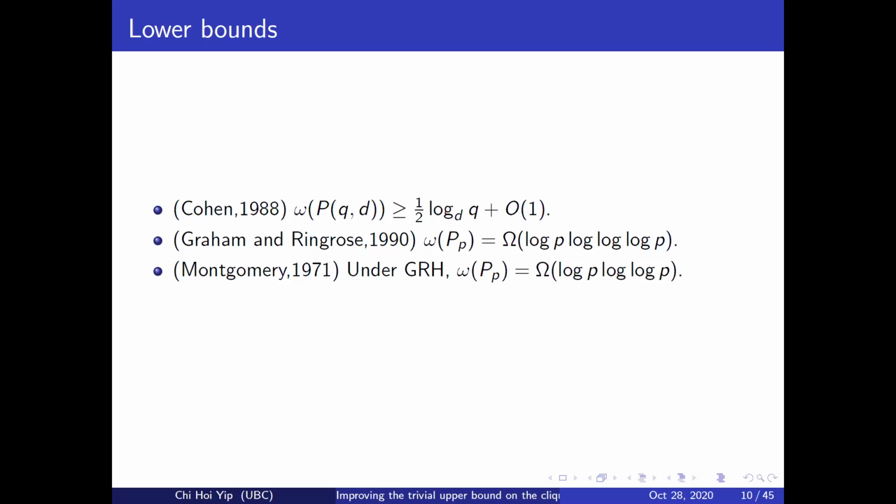Furthermore, if we assume that the generalized Riemann hypothesis is true, then Montgomery showed that this bound can be improved to Omega(log p log log p). Okay, so this is the lower bound. The lower bound is just some kind of polylog function, and this is the best known lower bound.